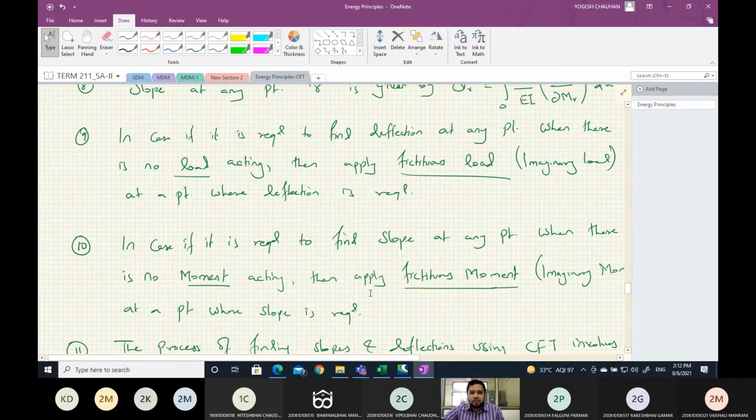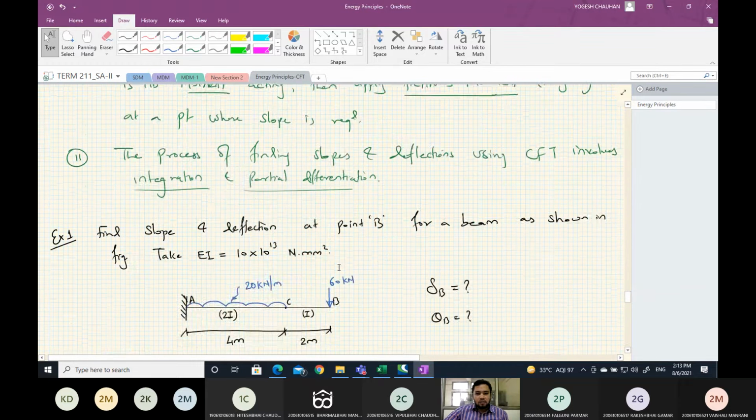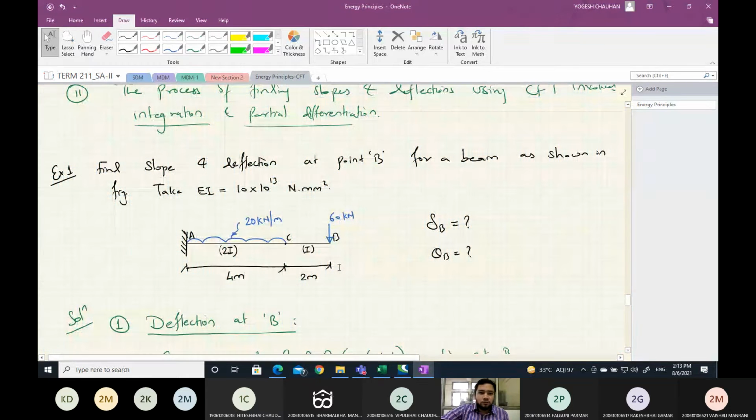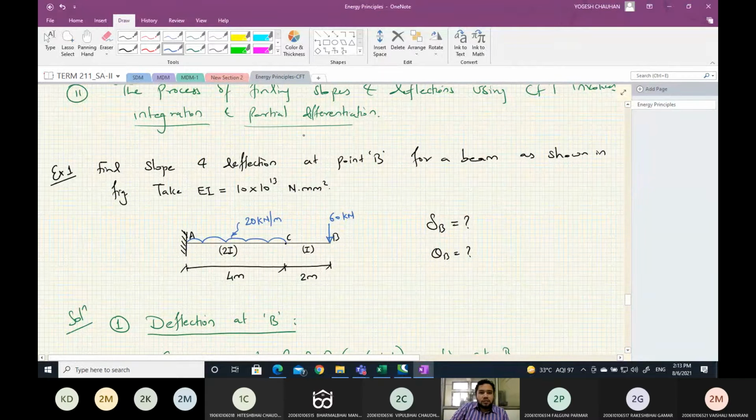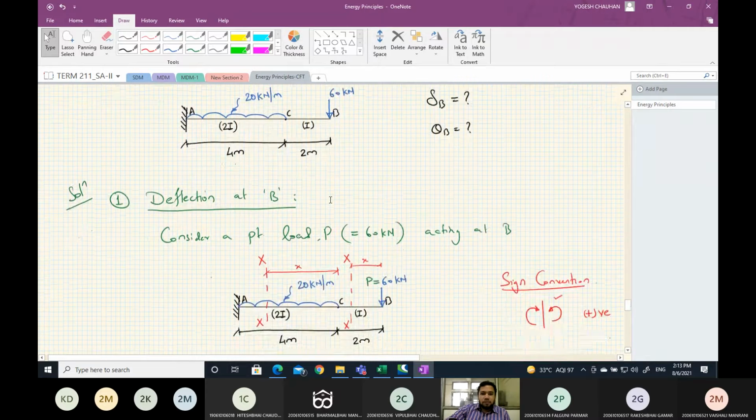That we will see today by an example. Now, the process of finding the slopes and deflection using Castigliano's first theorem involves integration and partial differentiation. So you have to go through the integration and partial differentiation covered in your mathematics. Then we have seen an example of a cantilever, and we were supposed to find the slope and deflection at point B. So we first found the deflection.